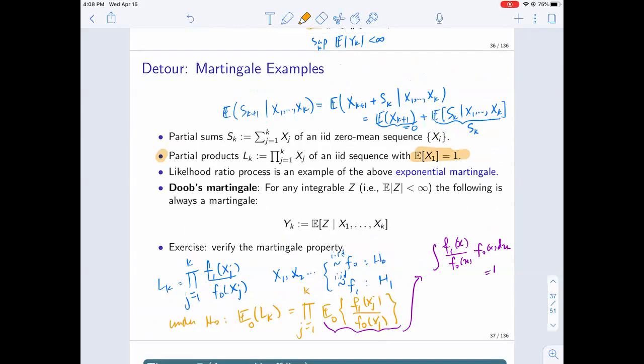So these are sometimes called exponential martingales. Okay, and then the last one, which is the one that we care about in this concentration inequality context, is called Doob's martingale.